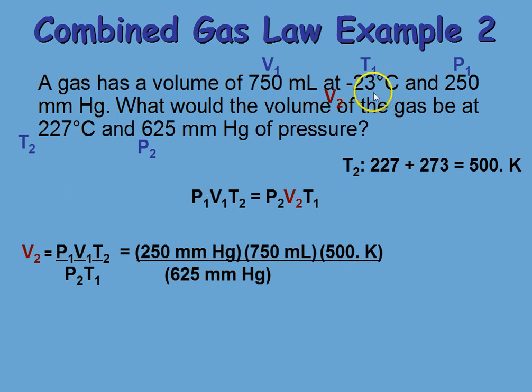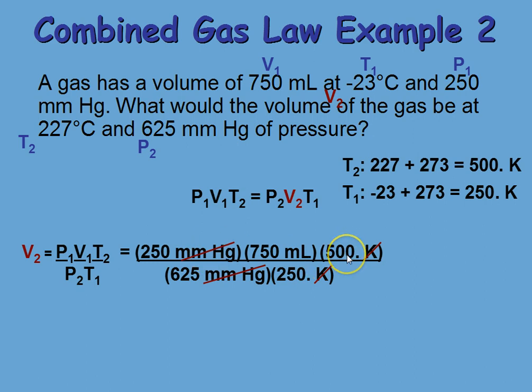My T1 is in Celsius, so just like with T2, I'm going to have to take 273 and add it to that T1 temperature of negative 23, and that gives me a Kelvin temperature of 250. Kelvin, which is out to the ones place again because the Celsius temperature was reported to the ones. That allows my Kelvin units to cancel, and that should leave me with milliliters, which would be an appropriate unit for volume. The millimeters of mercury units cancel, as do the Kelvins.